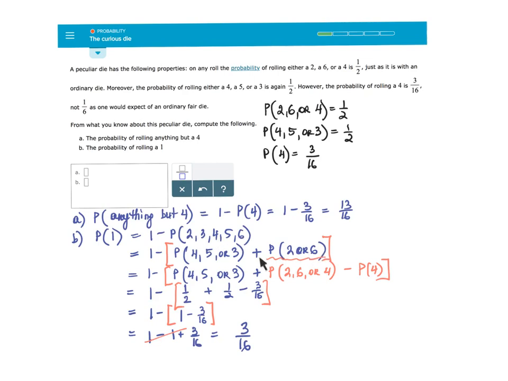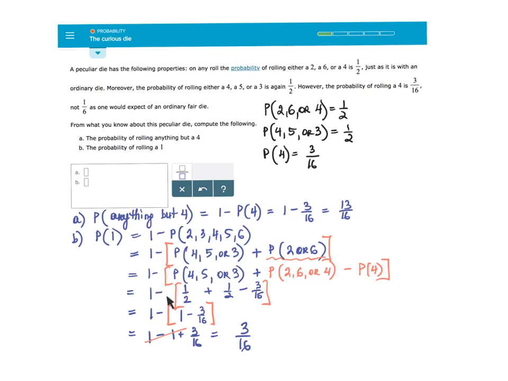I can do this using the addition property because these events are mutually exclusive. I continue because I know this number, it's 1/2, but I don't know this one. What can I do instead of this probability? I can use the probability of 2, 6, or 4, which I place here, but the line above doesn't have 4, so I need to subtract the probability of 4 to make sure that my new line is equivalent in its value to the previous one. So what you see here in red, the difference of these two probabilities, is equivalent to the probability of 2 or 6.